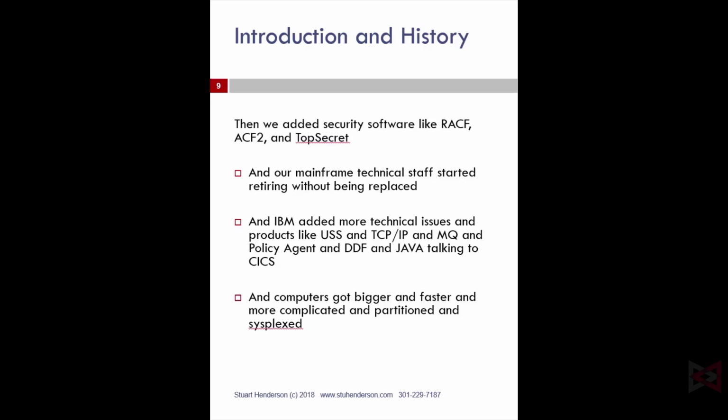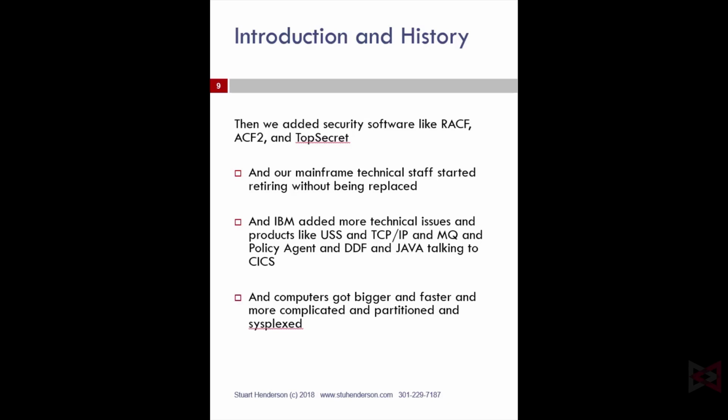Well, we complicated things even more then. We added security software, RACF, ACF2, or Top Secret, and then our mainframe technical staff, these people who had been holding everything together with their deep technical knowledge and their memory of how things had developed in the organization, started retiring, and because of budget crunches and other reasons, we didn't replace them. And IBM then added more technical stuff. It's unbelievable how complicated things got.